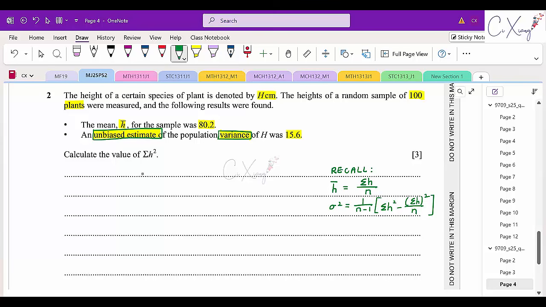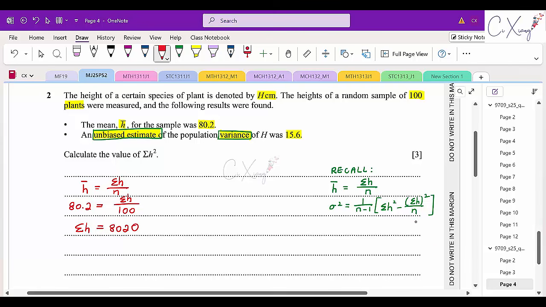Before we can calculate the summation of H squared, you need to know the summation of H. To get the summation of H, you need the value from the mean formula. So let's use this one: the mean of the sample equals the summation of H divided by n. The mean for the sample is 80.2, and the sample size is 100 here. From here, I get the summation of H, which equals 8020.